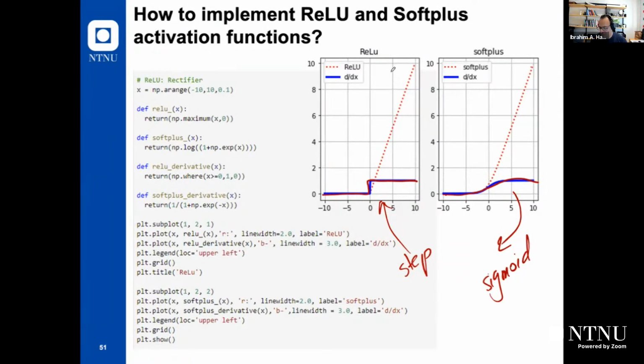If you need to plot it, you need to define values for x, for example, from -10 to 10 with a step of 0.1. ReLU will be a maximum of x and 0. Softplus will be log of 1 plus exponential x. This is the first derivative. The first derivative of ReLU will be a step function, right? And the first derivative of the softplus will be a sigmoid.